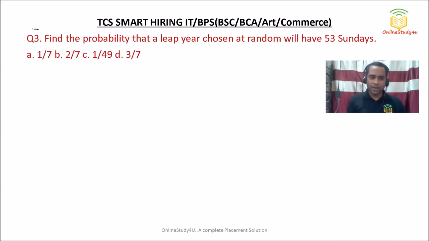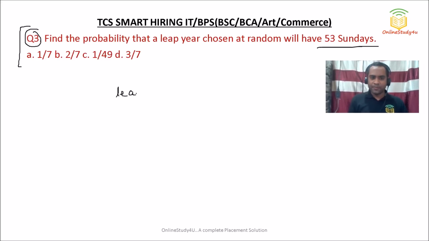Now friends, question number 3. Question number 3 is from the topic probability. Find the probability that a leap year chosen at random will have 53 Sundays. Friends, TCS Smart Hiring, you can find most of the exact similar questions will be asked from the TCS NQT. So find the probability that a leap year chosen at random will have 53 Sundays.